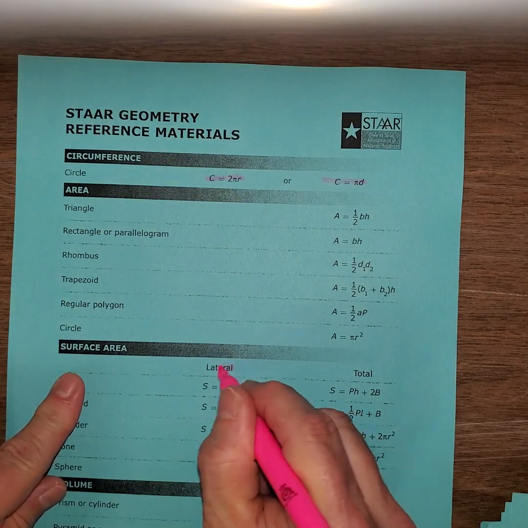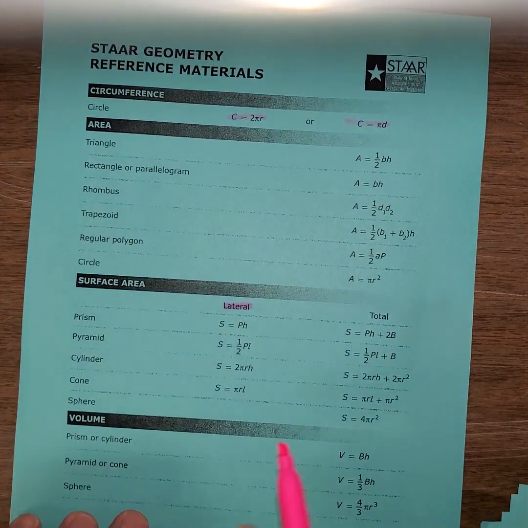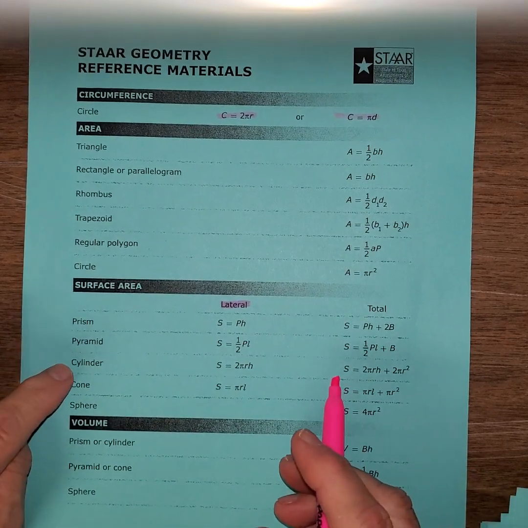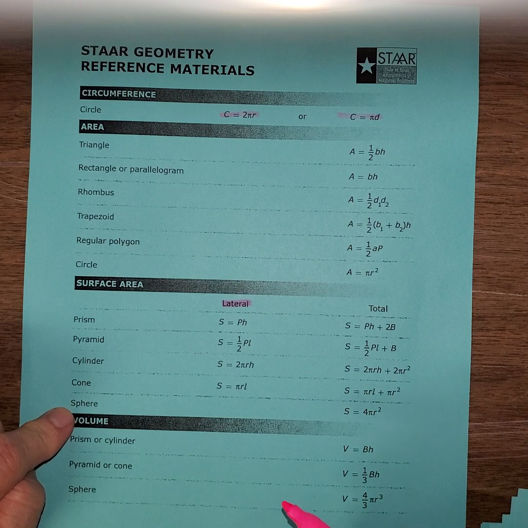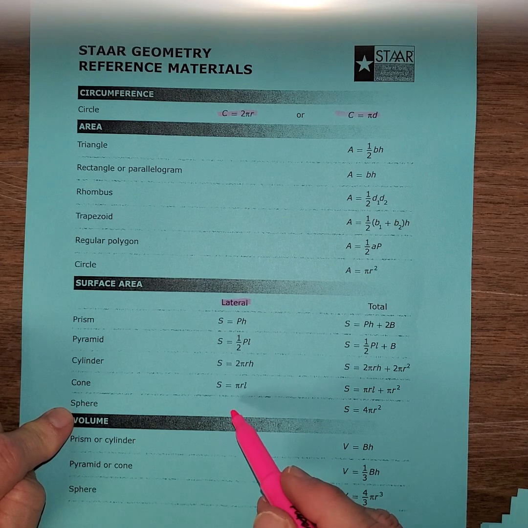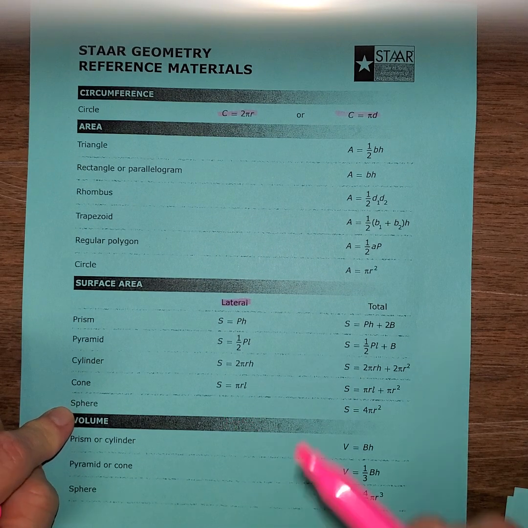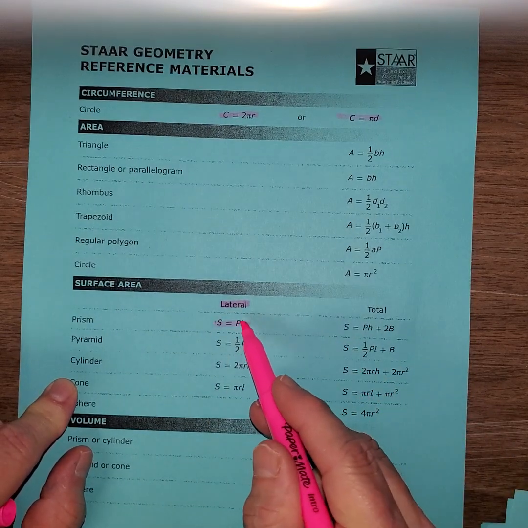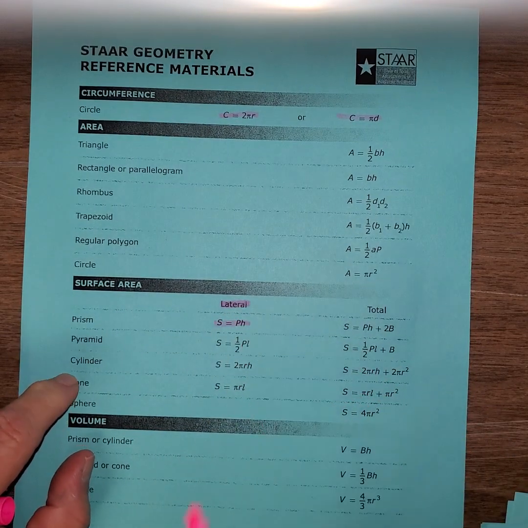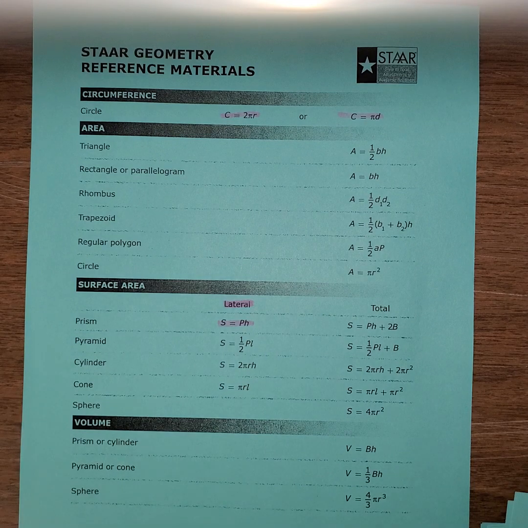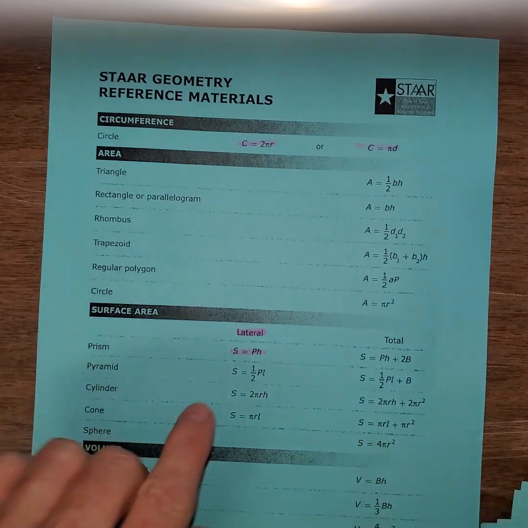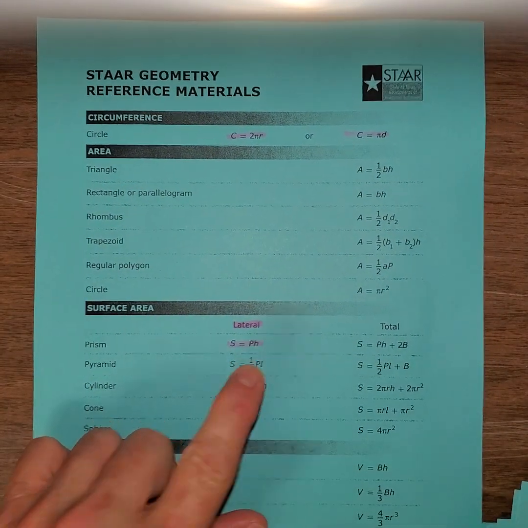And here's the lateral part, right? The lateral formulas for each one, for a prism, a pyramid, a cylinder, a cone, and a sphere. Of course, a sphere does not have a lateral part because there's no bases, right? So for a prism, you would multiply P times H to get the lateral part. Like if I had this prism right here, I would multiply capital P times the height.